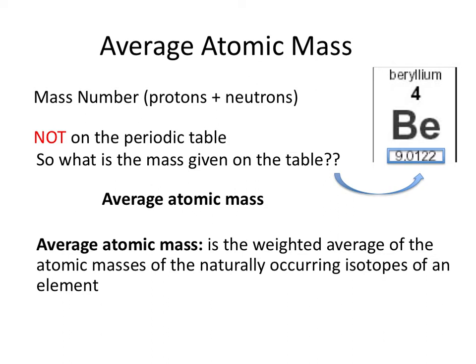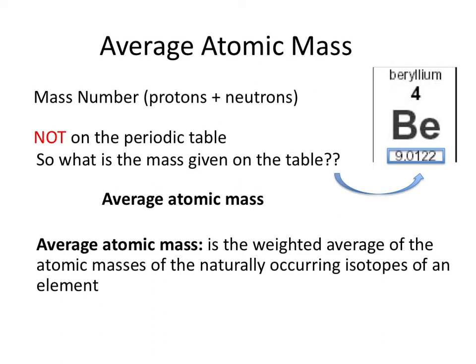So if we looked at our periodic table, we may be a little confused. Like, hey, what is this other number down below the element symbol? Well, this number right here is your average atomic mass. And what average atomic mass is, is a weighted average of all the atomic masses of the isotopes that naturally occur for that specific element.